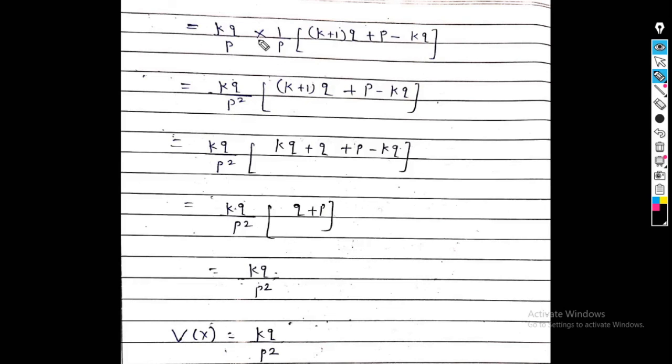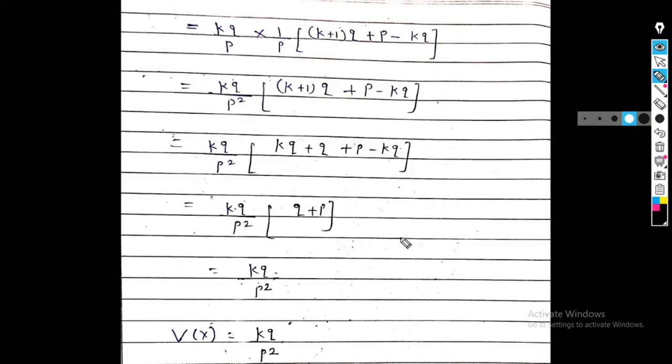1 upon p is also common, so we get kq by p into 1 upon p in bracket (k plus 1) into q plus p minus kq. So we get kq by p square in bracket (k plus 1) into q plus p minus kq. Solve this bracket, we get kq by p square in bracket kq plus q plus p minus kq. Plus kq minus kq get cancelled, we get kq by p square in bracket q plus p. We know that p plus q is 1, so we get kq by p square. So variance of x, that is variance of negative binomial distribution, is kq by p square.